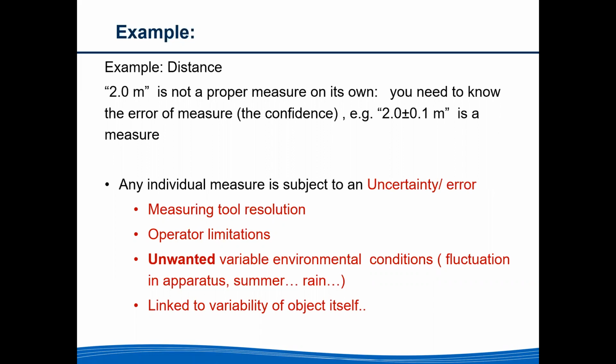Any individual measurement is subject to a certain uncertainty, a certain error, and this is linked to the measuring tool resolutions, the operator errors and limitations, and unwanted environmental conditions. Thermal changes affect the dimension of the system, of the apparatus even. Also rain, humidity, and the variability of the object itself. The object can change over time.